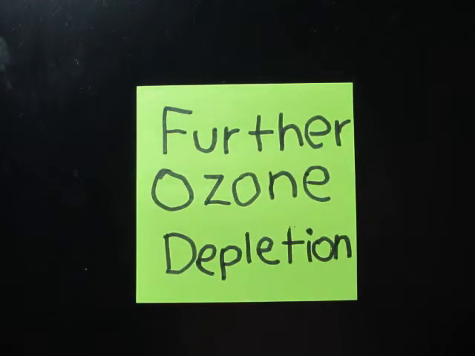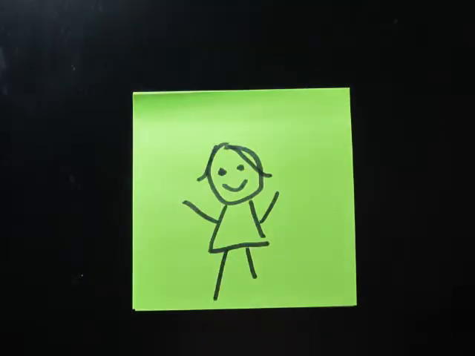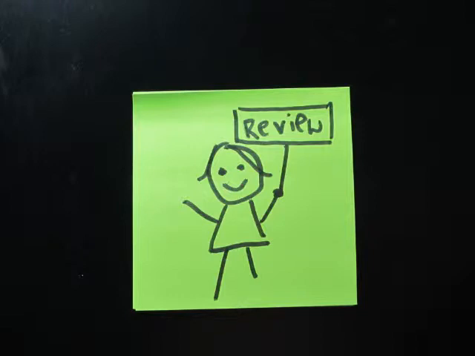Further ozone depletion. Here's a review of what you have learned about ozone formation and destruction. As you know, there is a continuous formation and destruction of ozone, and this is kept at an equilibrium called the steady state. In this state, an oxygen molecule breaks down into two radicals, which then form an ozone molecule with another oxygen molecule. This process is happening all the time, along with the destruction of the ozone molecule, which breaks down and forms an oxygen radical and an oxygen molecule.